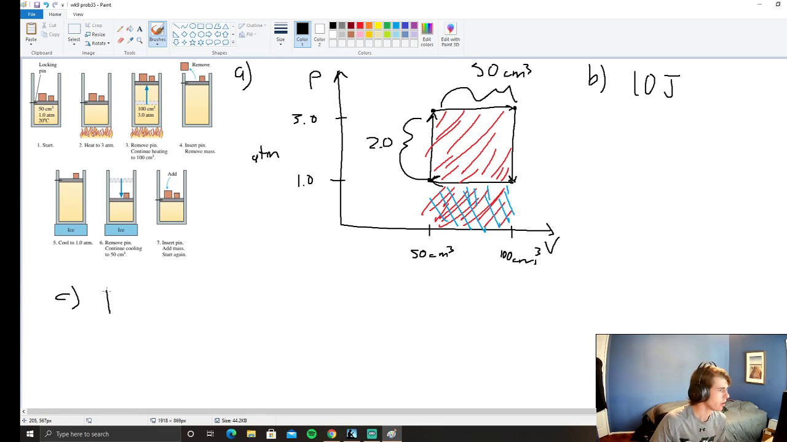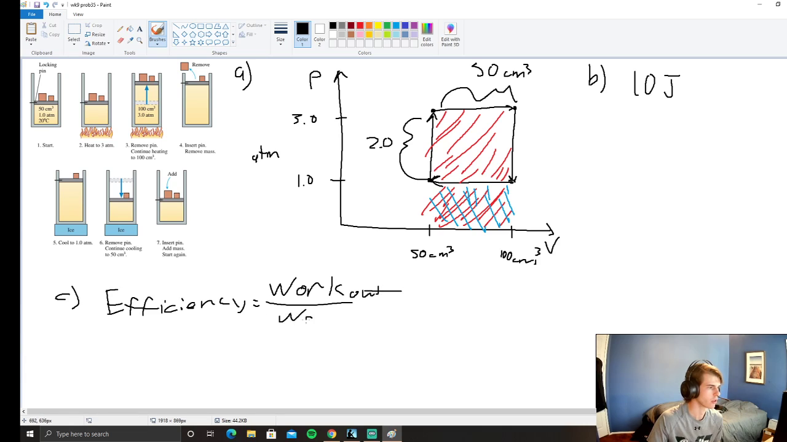For part C, efficiency. If you recall, efficiency is the work you put in, I believe. No, sorry, the work you get out over the work you put in. That's the definition of it. But in equation form, that looks like the work out over QH for a heat engine. We already know the work out, that's 10 joules, so perfect, halfway done, right?